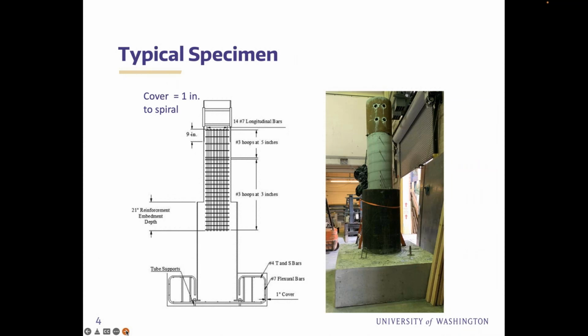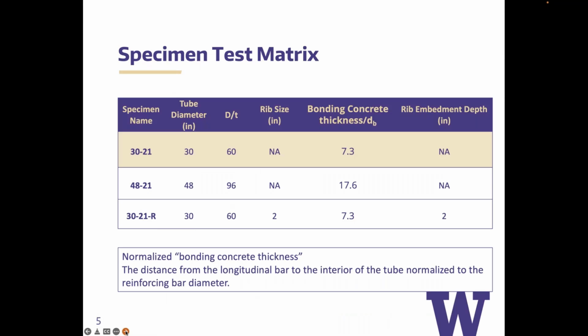This is a photograph of the specimen to give you some idea. You can see that we're embedding the reinforcement and continuing the hoops. Whether or not you really need to continue the hoops all the way down is a discussion we can have, but this was the preferred way based on the feedback from the advisory panel. You can see we've got a steel can at the very top, which is really just to provide confinement for the loading. It's not part of the specimen design.